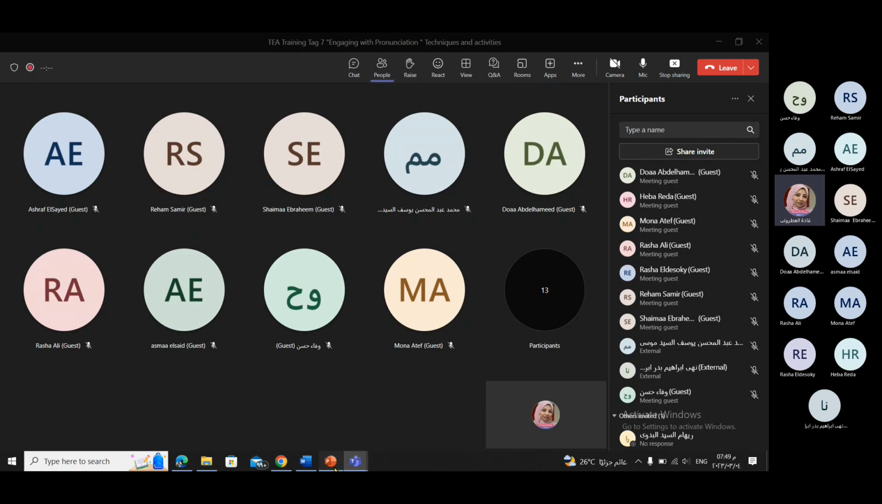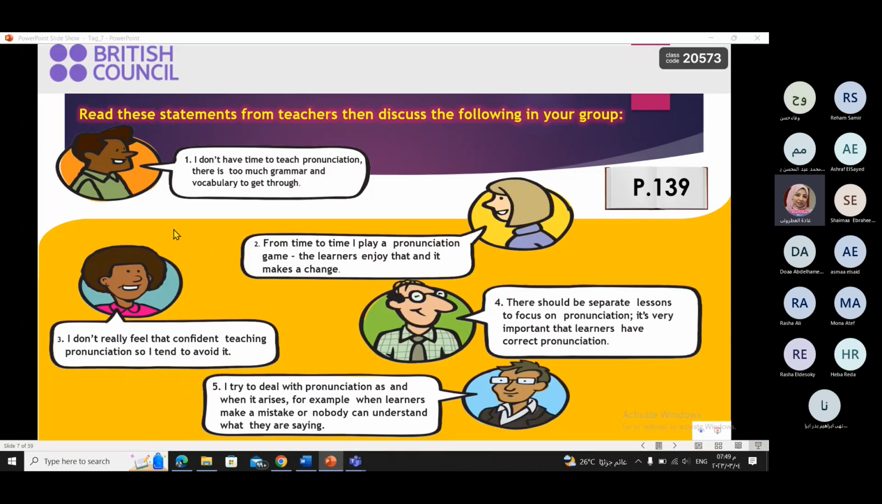Okay. Do you have your books? Are you using them? What about the first sentence? Yes, I'm all ears. The stage is yours. I agree with number 2 and number 4.